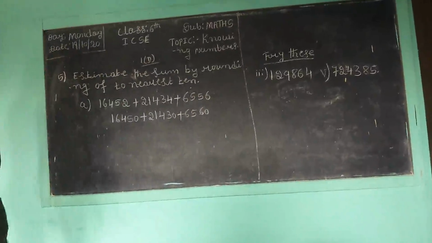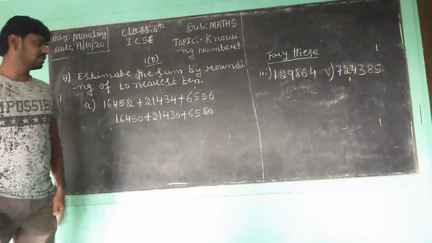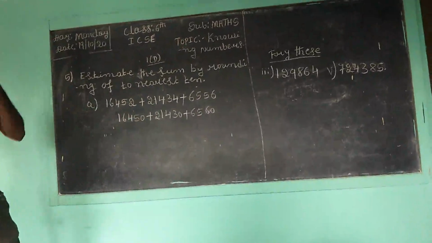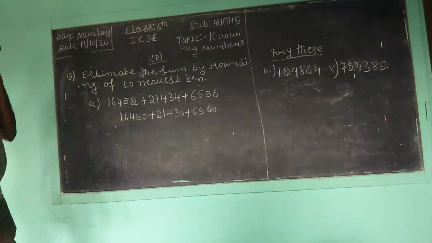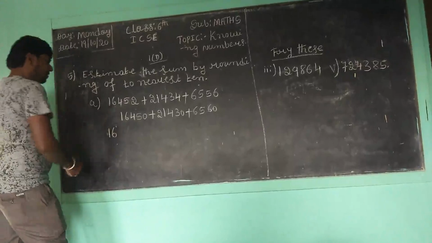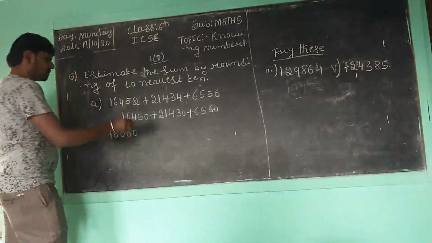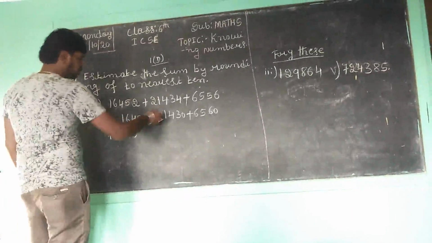Children, how can we consider here 16,450 and 21,430 and 6,560. You want to add these numbers, children. How can we consider here also 61,000. Okay? How can we write here also 16,000. So first you want to add thousands. Here also 21,000.